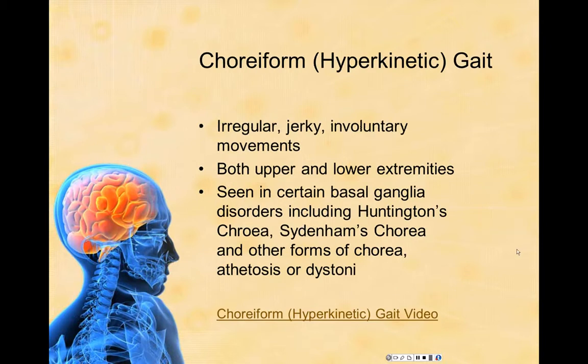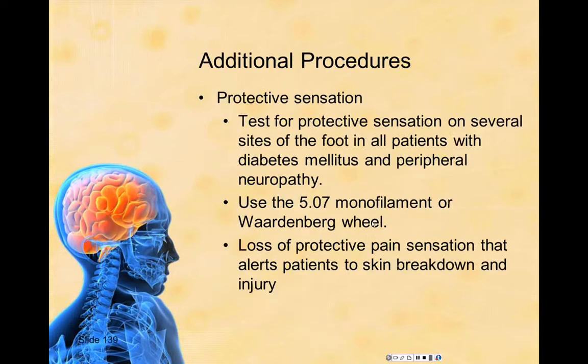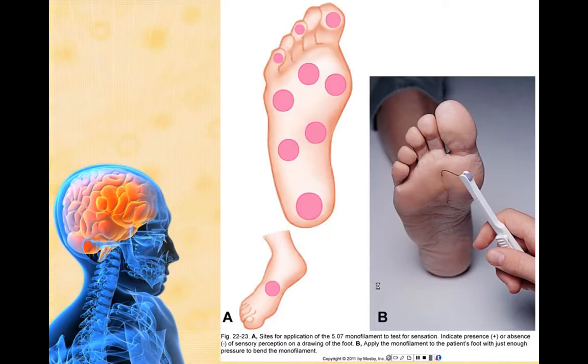And then choreiform or hyperkinetic gait is often seen in things like Huntington's chorea. And so just review these different types of gaits.